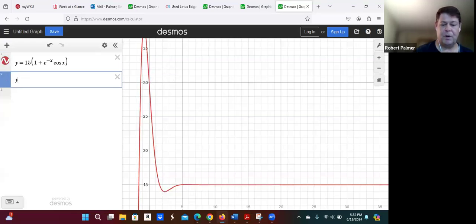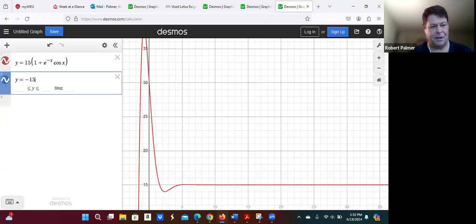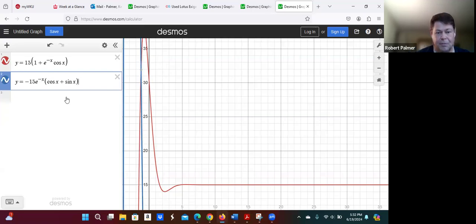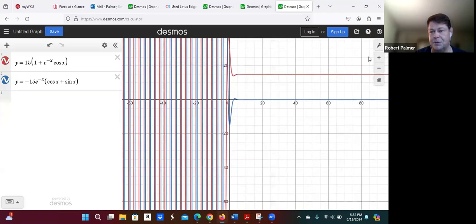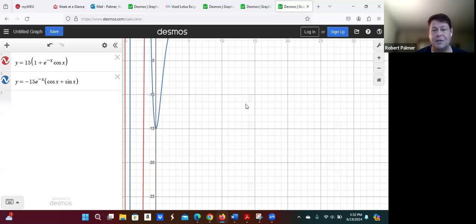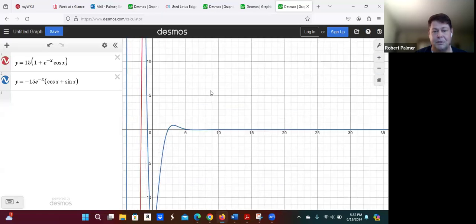Okay, so y equals negative 15 times e raised to the negative x times, in parentheses, cosine of x plus sine of x. Using x, sorry. Okay, so way down here is this function. So let's zoom in on it. This is our velocity, how the velocity changes.